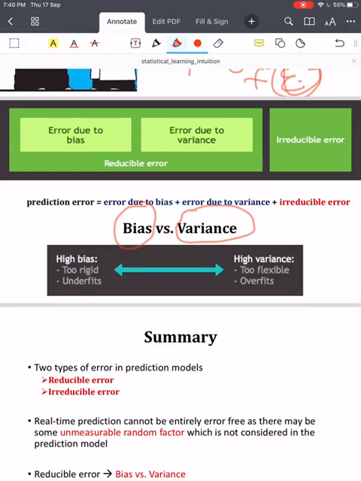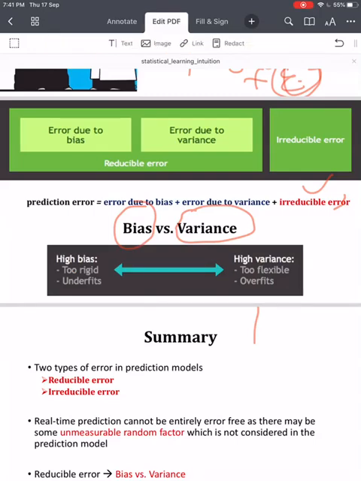So you can understand that the total prediction error is error due to bias plus error due to variance, and obviously there will be some irreducible error because of that unmeasurable random factor. Now, high bias and high variance are both undesirable. We don't want an underfitting problem or an overfitting problem in our model. So the task of machine learning is to balance the bias and variance to control the errors.